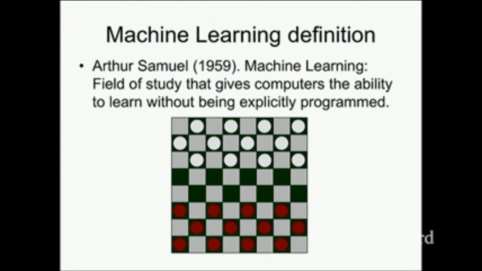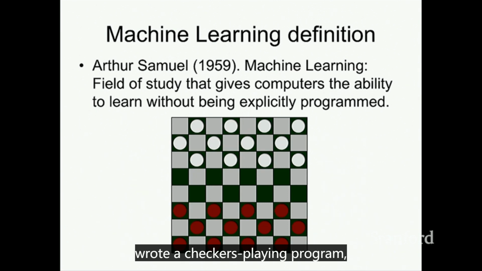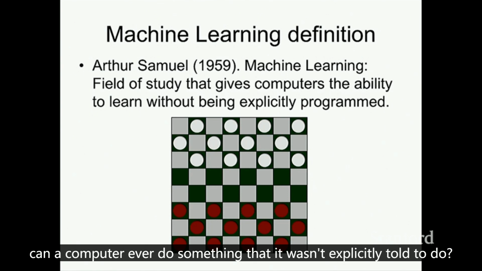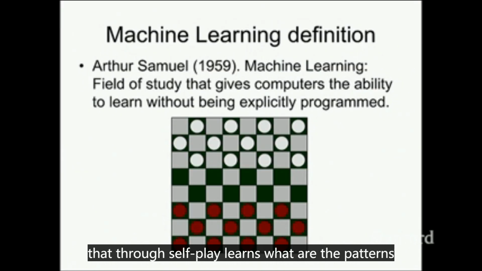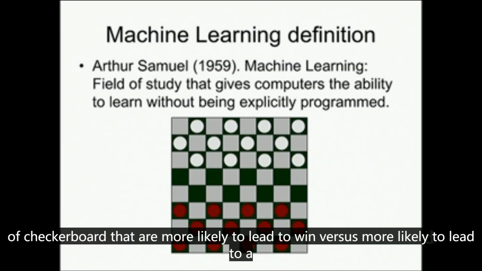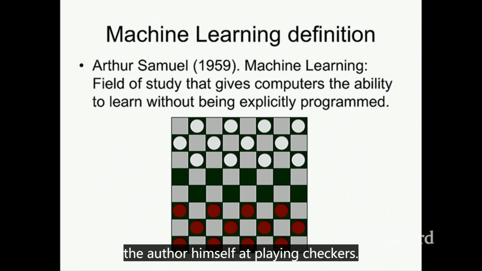Interesting: when Arthur Samuel, many decades ago, wrote a checkers playing program, the debate of the day was, can a computer ever do something that it wasn't explicitly told to do? Arthur Samuel wrote a checkers playing program that, through self-play, learned the patterns of checkerboards that are more likely to lead to a win versus a loss, and learned to be even better than Arthur Samuel, the author himself, at playing checkers.